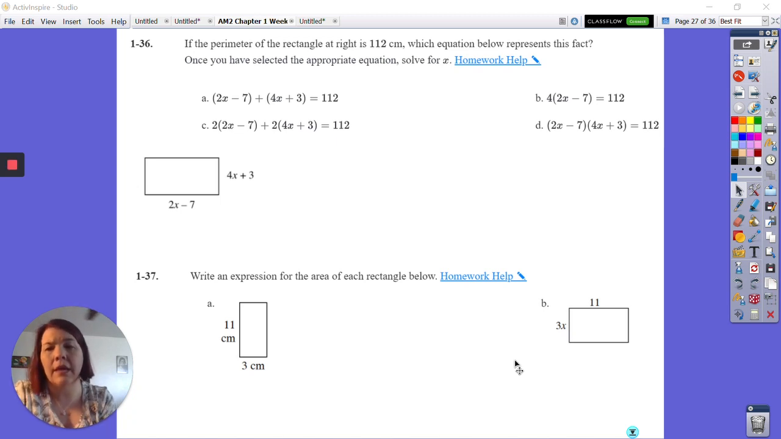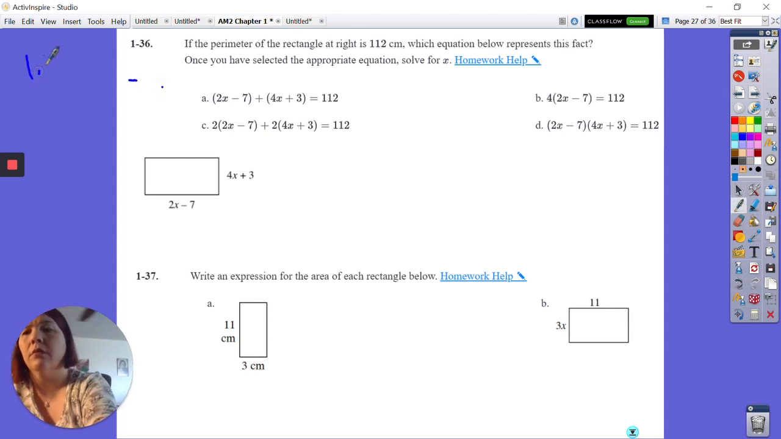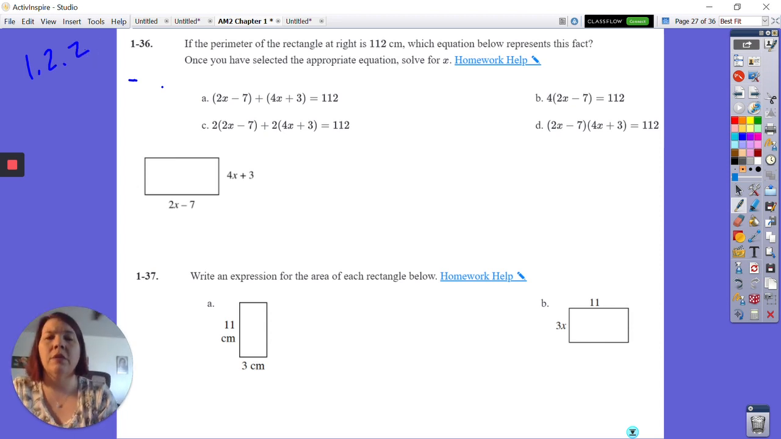So this is a video tutorial on homework from lesson 1.2.2 and lesson 1.2.3. So these first problems are from lesson 1.2.2. So I'll just write that down. So these are the three problems.